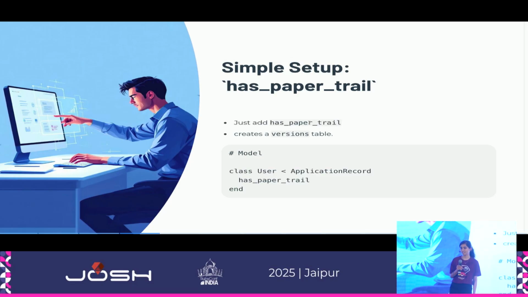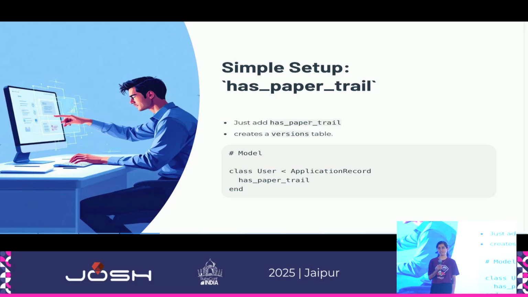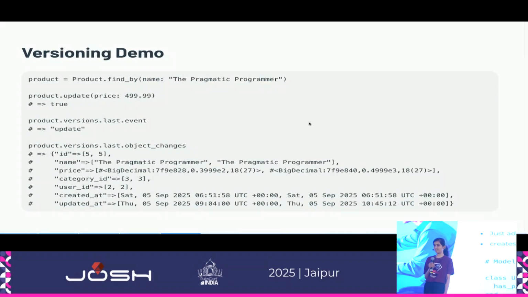Next slide. And guess what? Setup is very simple. Just add has_paper_trail to your model, and boom, the setup is done, and a version table is created, and behind the scenes it captures everything that you do.